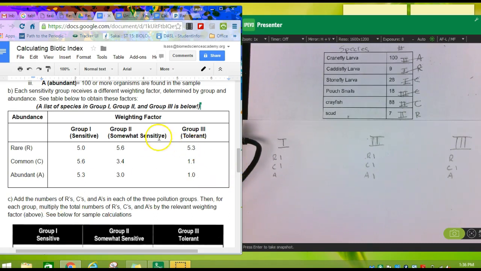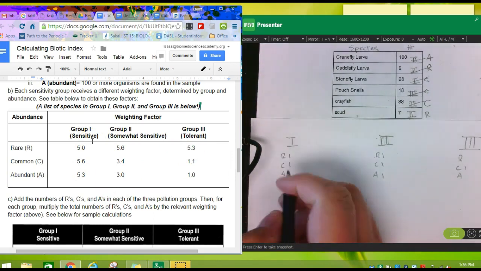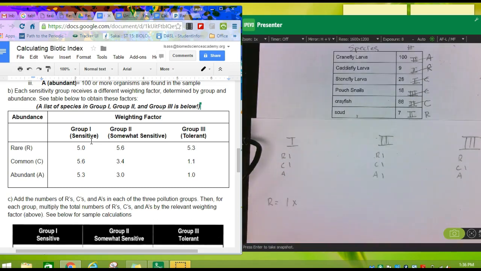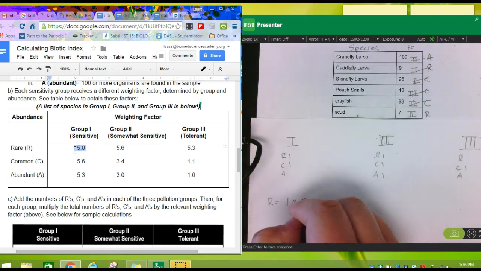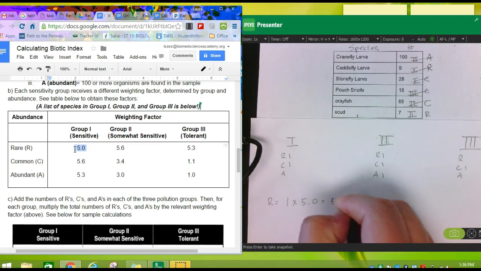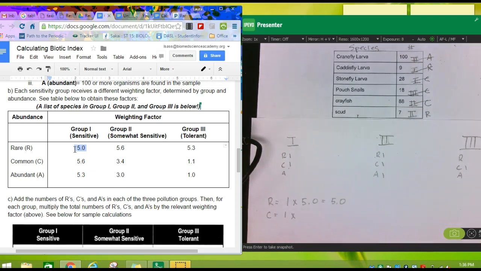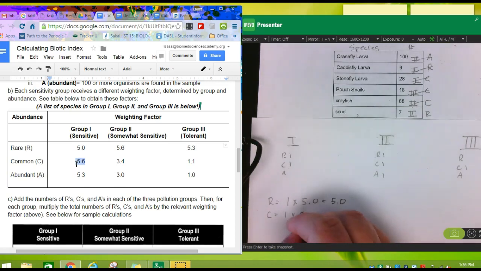From there, we want to work in these weighting factors. So how this works is we can see that Group 1 had 1 R and 1 C. The R equals 1 times, because you take how many are in the R category, and for Group 1 sensitive, we know that weighting factor is 5.0. So we put 1 times 5.0, which equals 5.0. The C then, we only had 1 C, so 1 times, and that weighted factor is a little bit different. In this case, Group 1 for the common is 5.6. So 1 times 5.6 equals 5.6. We then add those together to get a total value of 10.6.